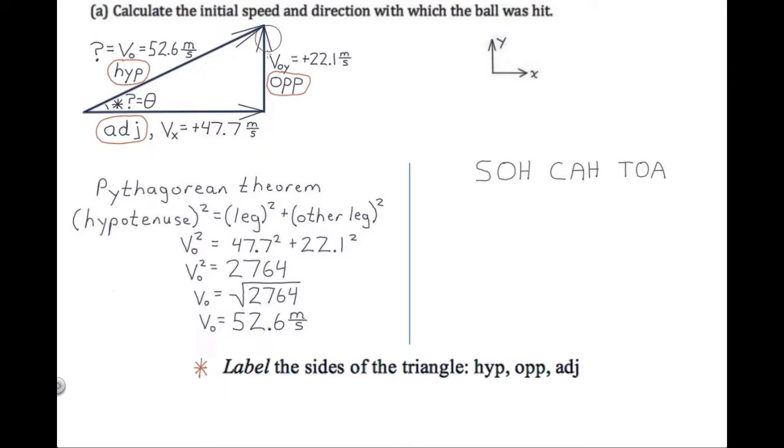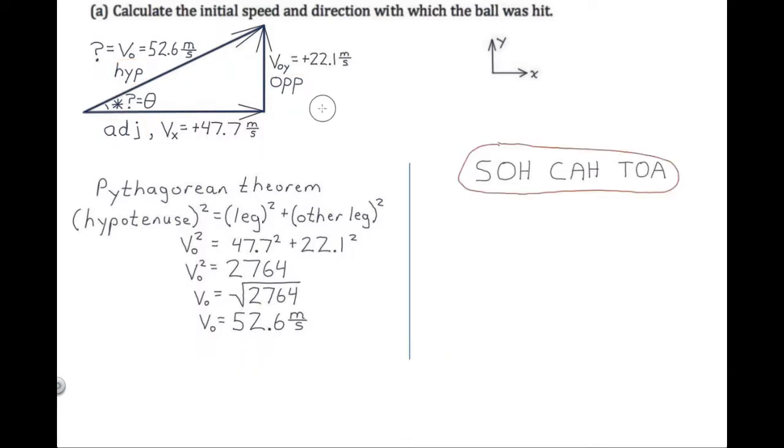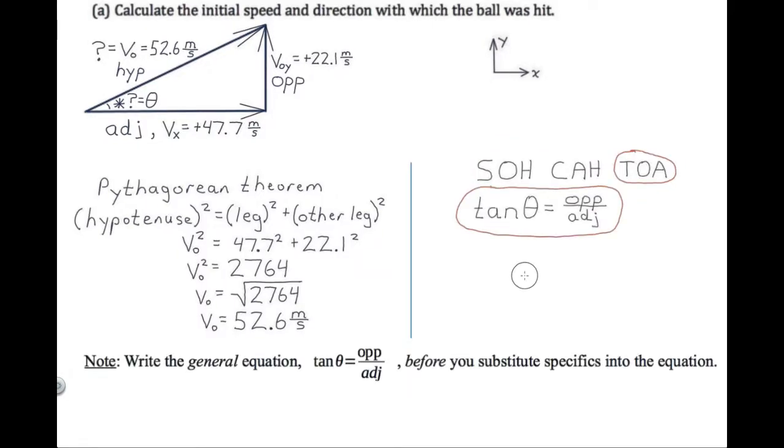And I label this leg as opposite because it's opposite from the angle we marked with the asterisk. At this point, we know the lengths of all three sides of the right triangle. So we could use the equation for sine, or for cosine, or for tangent. In this situation, the conventional approach is to use the equation for tangent.